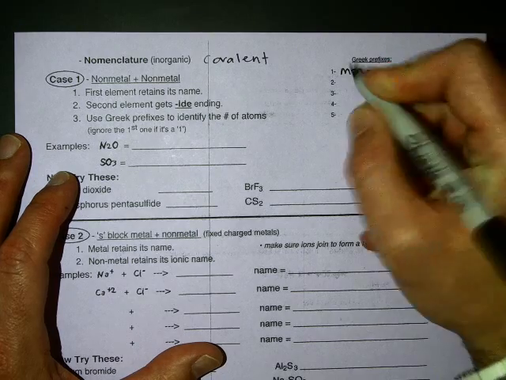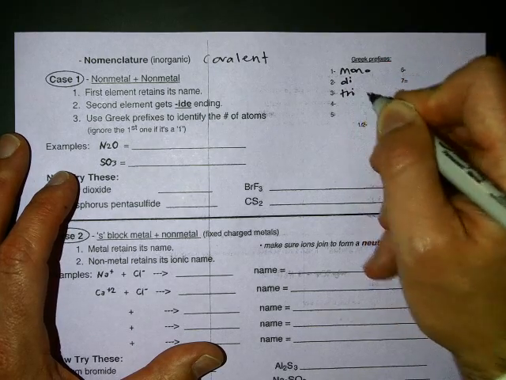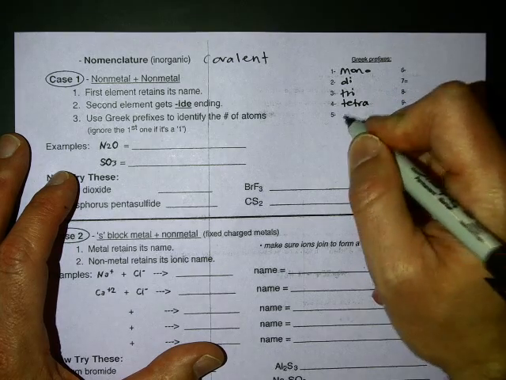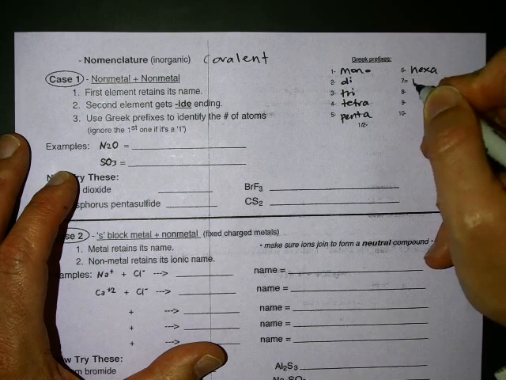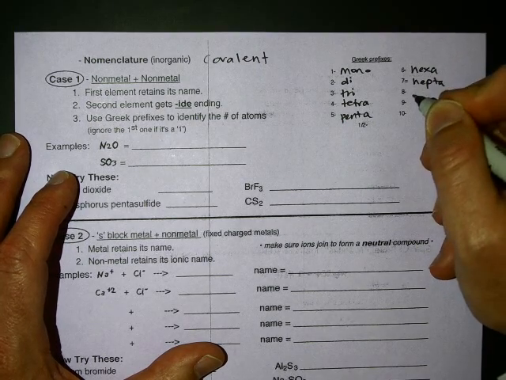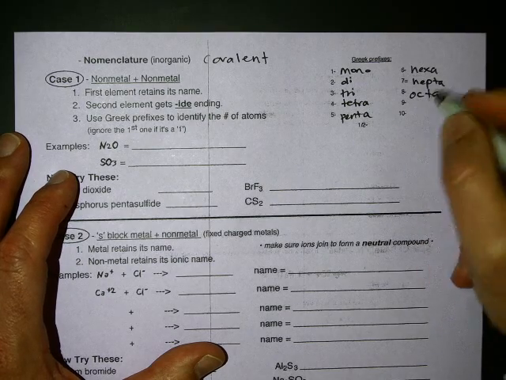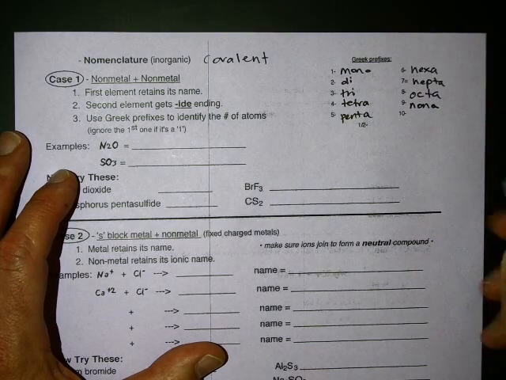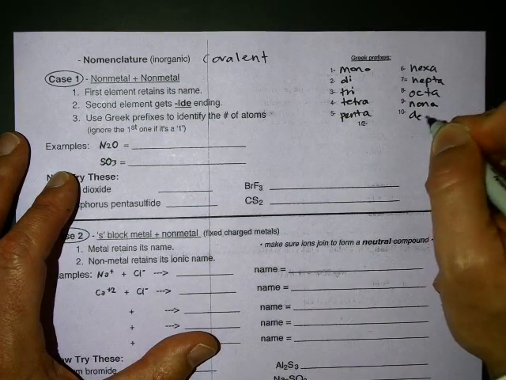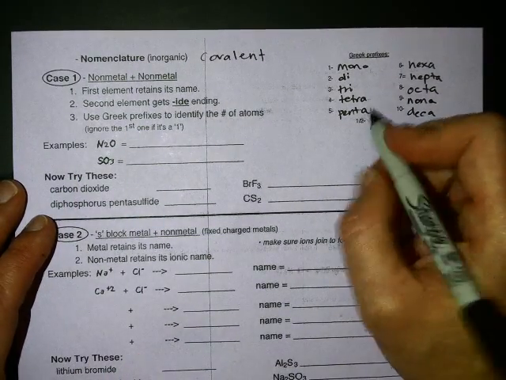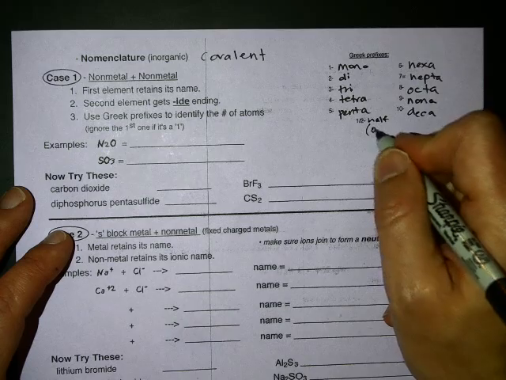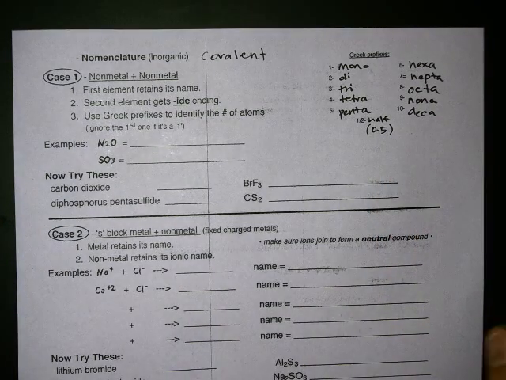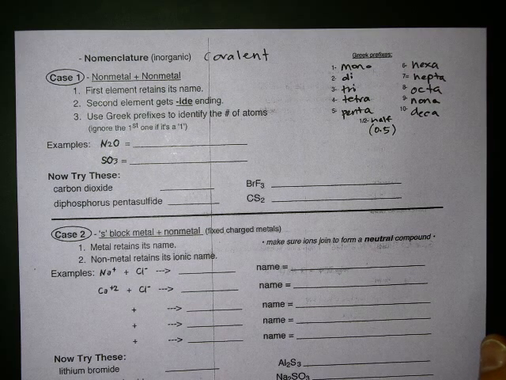One is mono, two is di, three is tri, four is tetra, five is penta, six is hexa, seven is hepta, eight is octa, or just oct, nine is nona, and 10 is deca. And there's a 1/2 here, I don't know what this is for. I'm just going to write half here, 0.5. I have no idea. Anyway, you're just going to use those 10, and for some reason, half is on there.